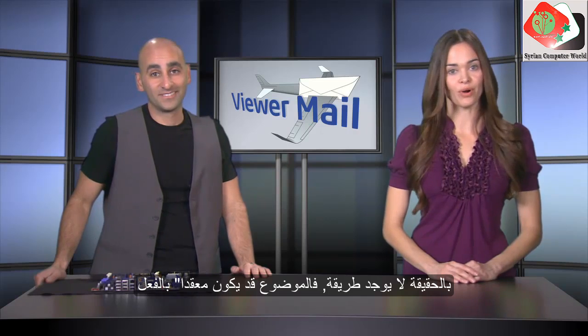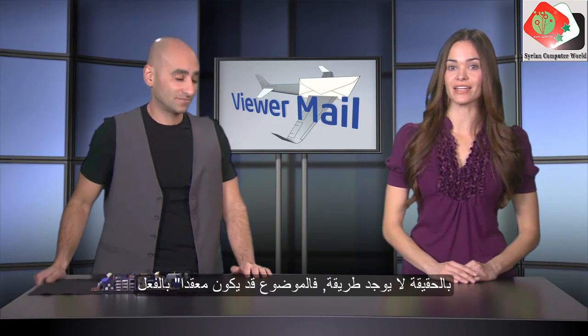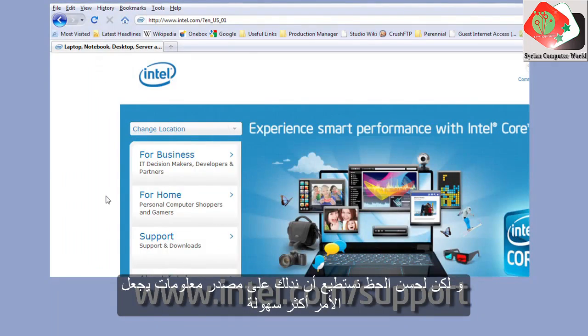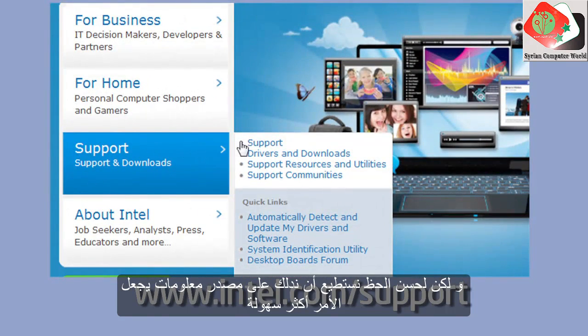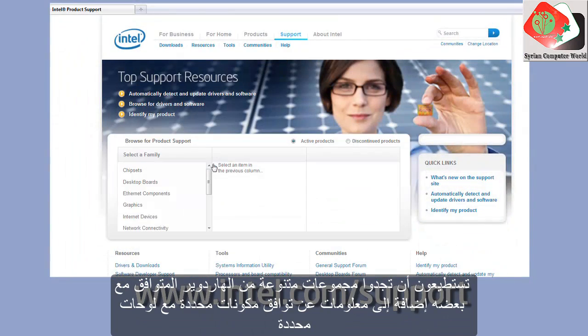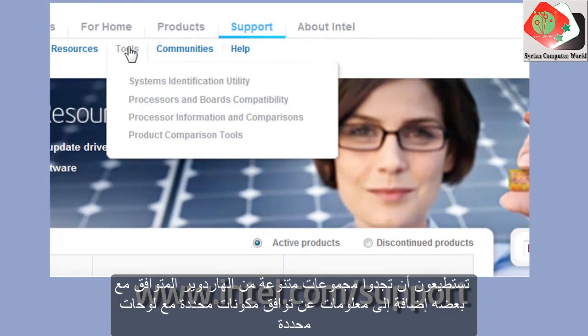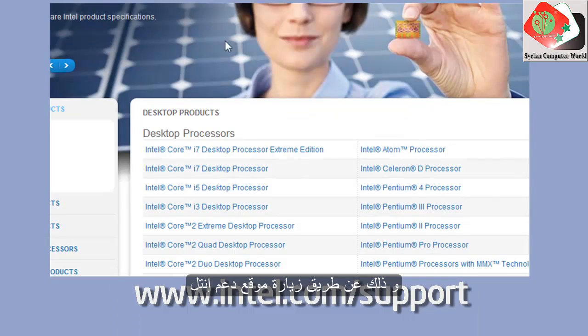Amber, there's no question. It can get complicated. Fortunately, we can point you towards a resource to make it a lot easier. You can explore a wide variety of hardware combinations, including seeing what other components can work with the specific motherboard by going to the Intel.com support site.